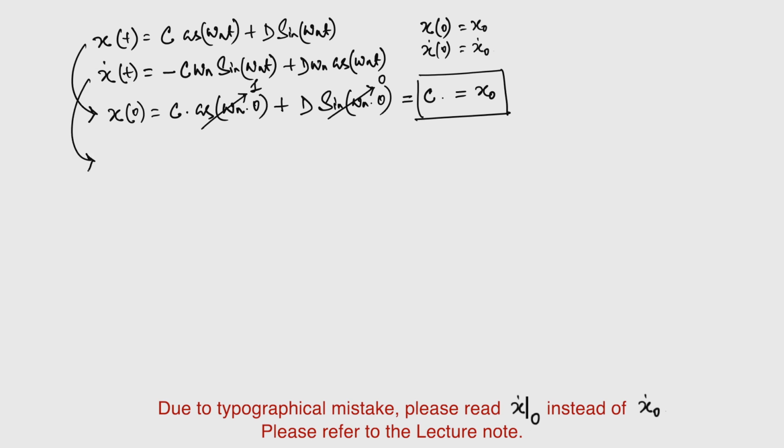Then our next task is to consider the second equation and use the second initial condition. For that we have x dot of 0 is equal to minus C omega n sin omega n times 0 plus D omega n then cos omega n times 0.